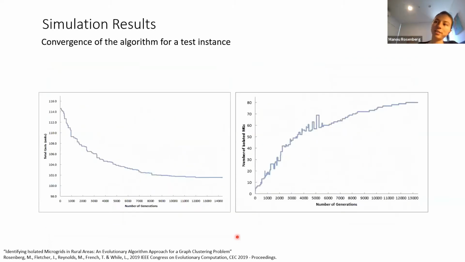And what we have seen is that the approach converges to a total cost for a certain specified number of isolated parts, so the number of microgrids and standalone power systems, and that the overall cost is going down compared to the interconnected, already optimized approach.